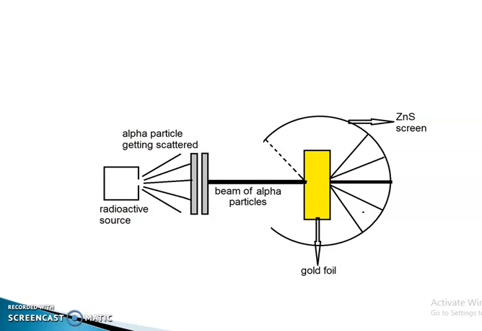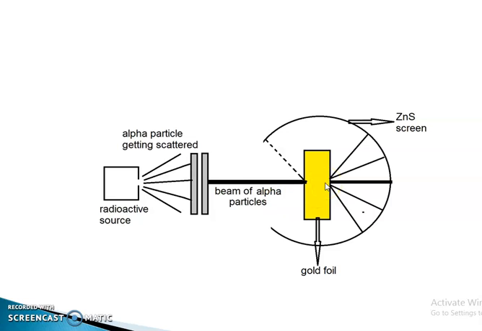Okay, here is the setup of Alpha Scattering Experiment. Here they used a radioactive source which produces alpha particles, and it is incident on a thin gold foil. Before incidenting it to the gold foil, the alpha particles are passed through a lead slit to make a beam of alpha particles as shown in the figure.